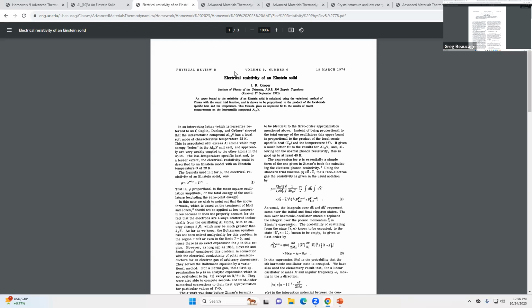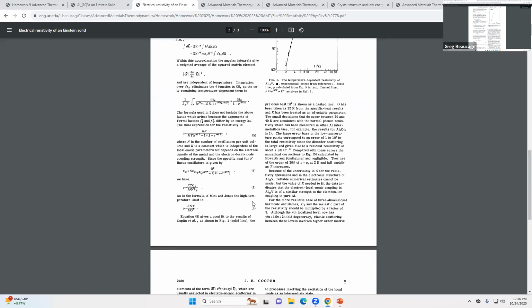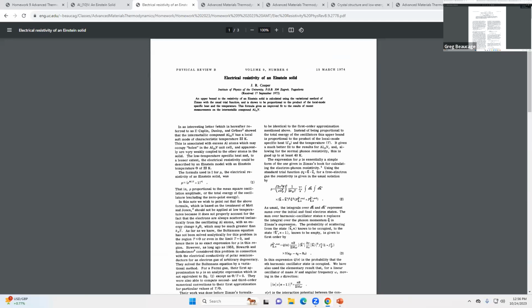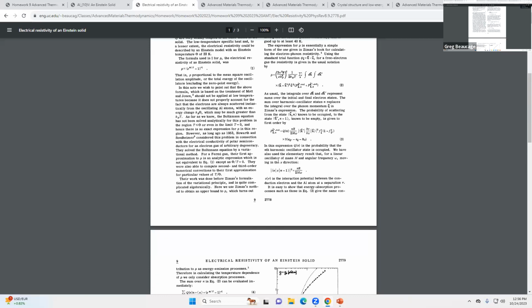Oh, this is PRB, but it's in 74. Maybe they had PRL after this or something. Anyway, it is a letter. And a Nature paper is supposed to be a letter too, so you can see it's really short. Anyway, there's a lot of stuff in here that I don't understand, but if you just read around the equations, he answers the question, I think.